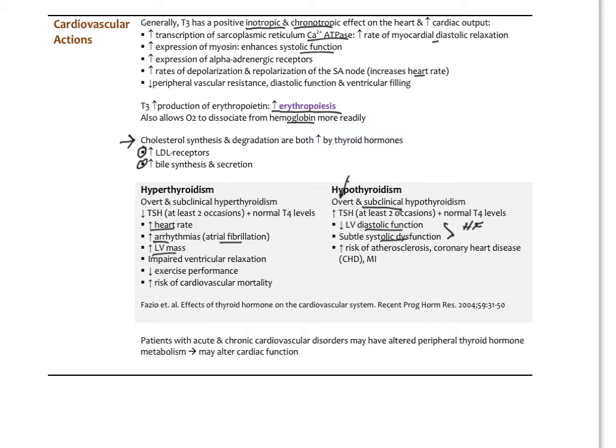Patients with acute and chronic cardiovascular disorders often have altered peripheral thyroid hormone metabolism, and that can further alter their cardiac function. So really protective roles on the heart in the normal ranges for thyroid. So it's important to consider.